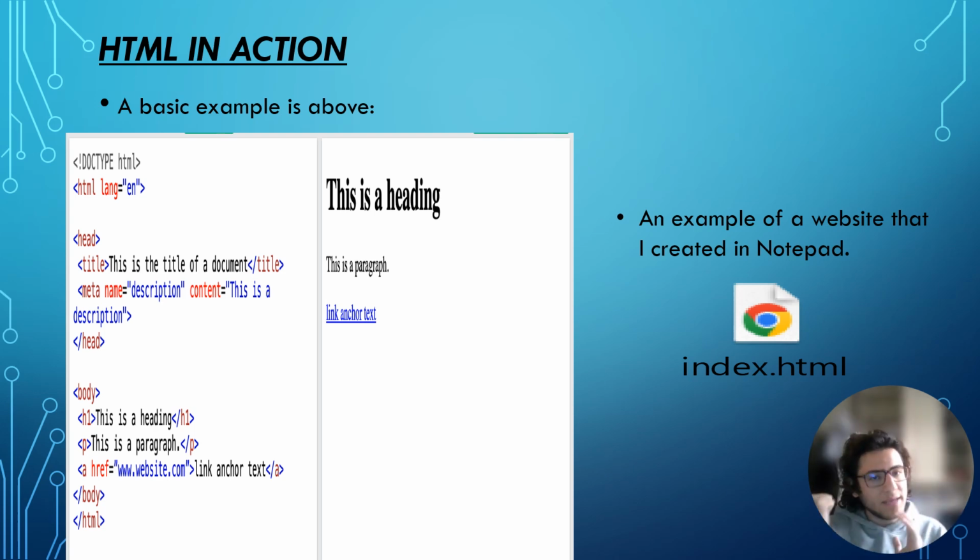The right side is the visually appearance of a HTML text in a web browser. As you can also see, it says this is a heading, this is a paragraph, and a link. We write these in the left side in a text editor. I also did an example of a website that I created in Notepad, but PowerPoint slideshows don't let me open links while recording.